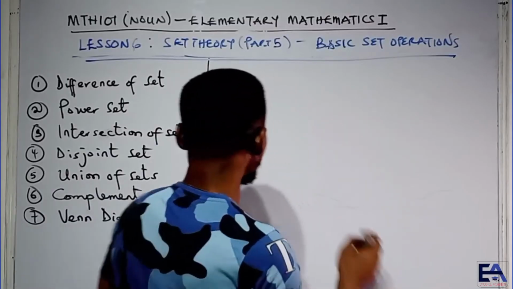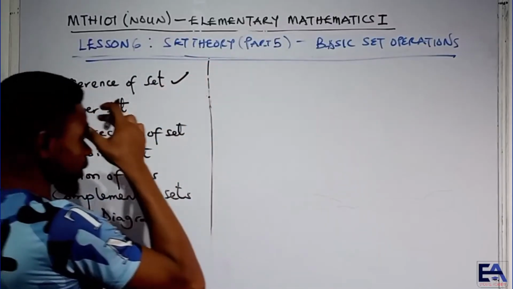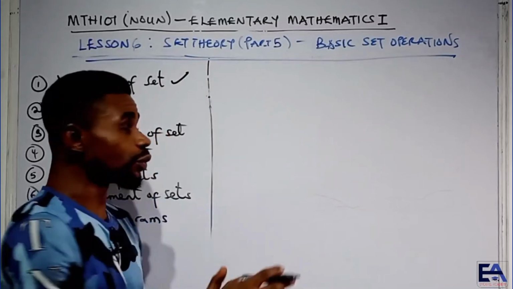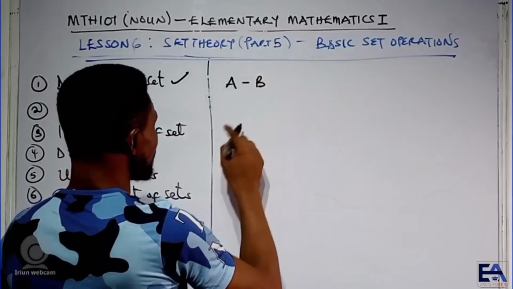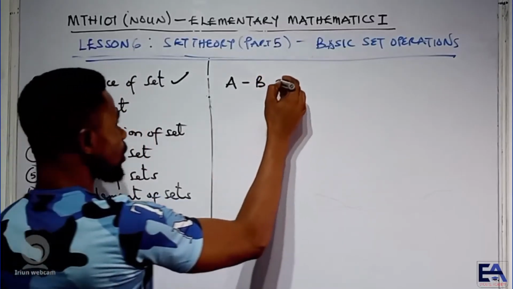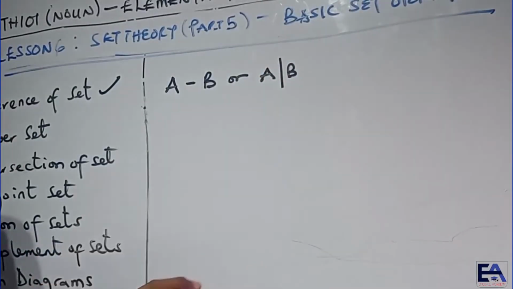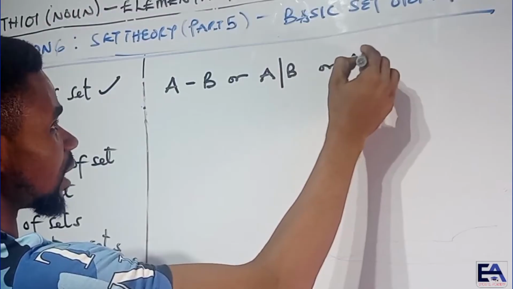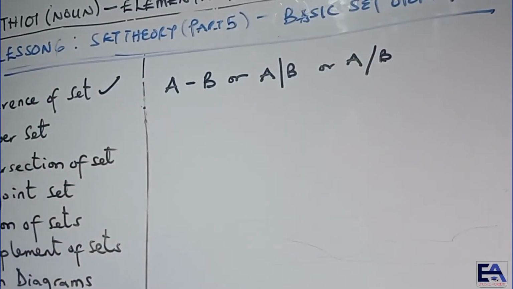In the previous video we discussed that the difference of two sets is represented by this minus sign or by a bar between the two sets. Some textbooks may write it as A then /B. They all mean the same thing: find the difference of the two sets. The difference of two sets is the set of all elements present in one but not in the other.